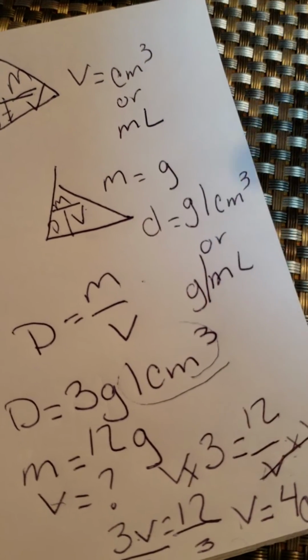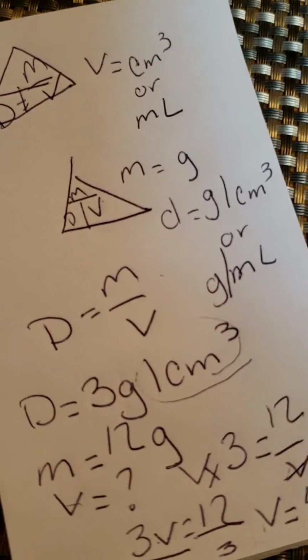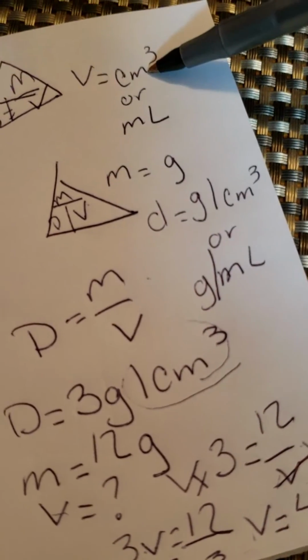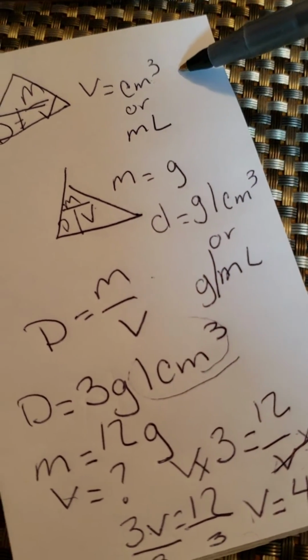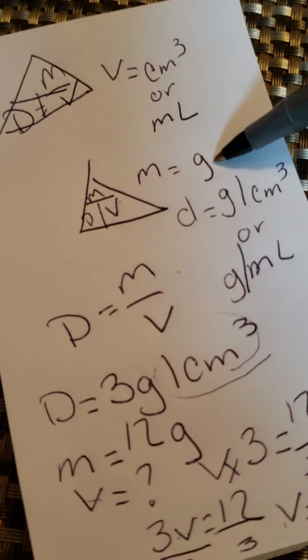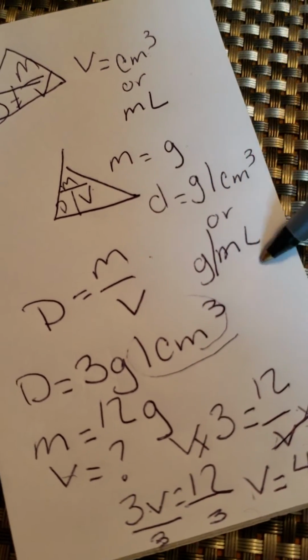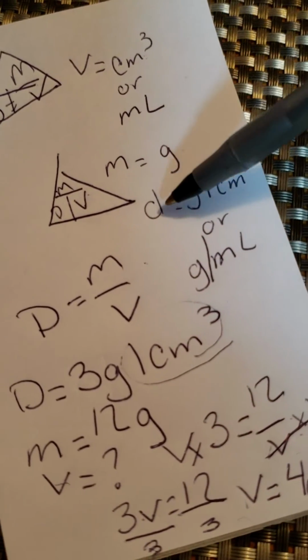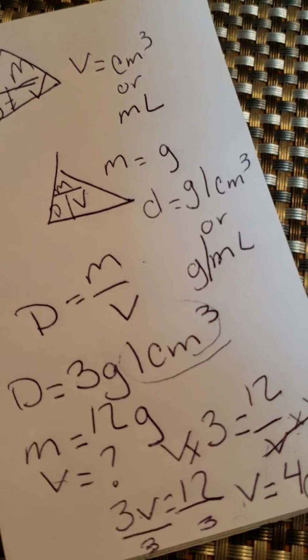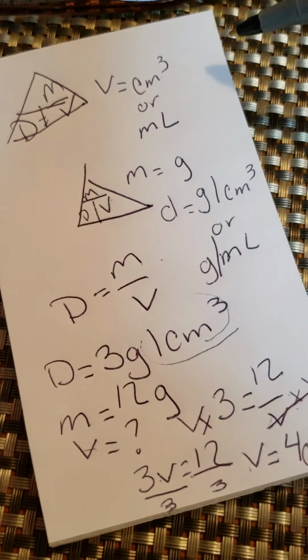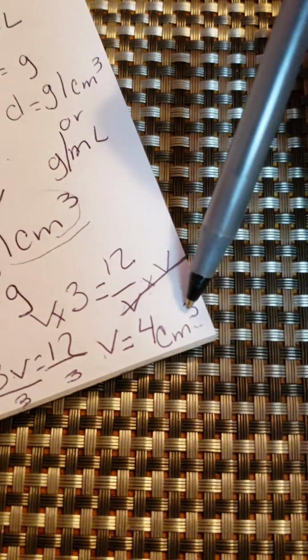So when you're reading a word problem, you'll see things like a number in centimeters cubed, and you'll know right away that that is your volume. You'll see a number measured in grams, and you'll know right away that that is your mass. And you want to make sure that you always remember that these two are your density units. Units are very, very important. Make sure that you always express your answer with the units.